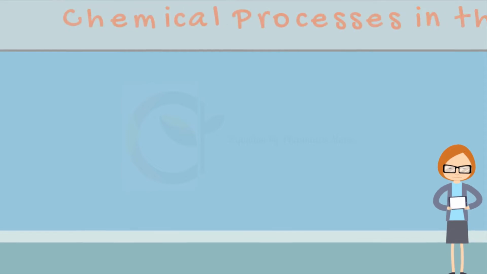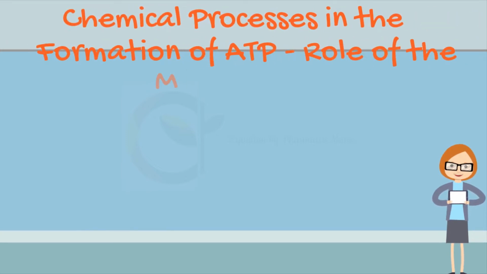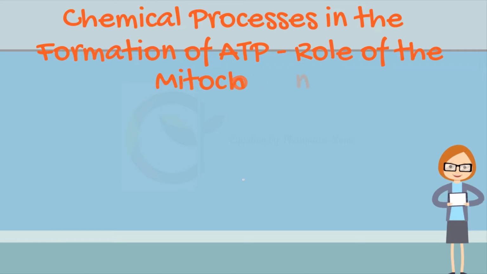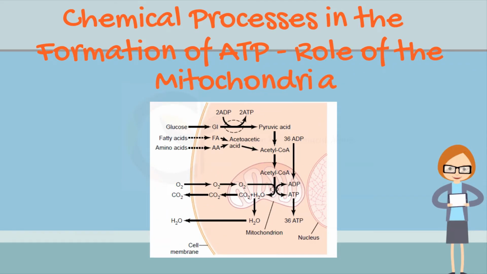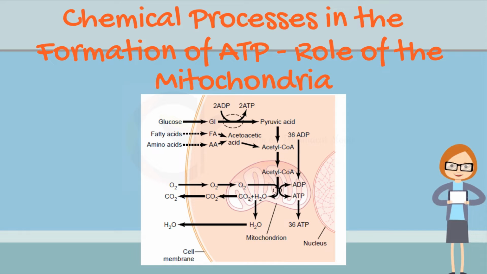Next, we are going to study which chemical processes are involved in the formation of ATP and what is the role of mitochondria in it. This diagram demonstrates the formation of adenosine triphosphate, that is ATP, in the cell. It shows that most of the ATP is formed in the mitochondria.